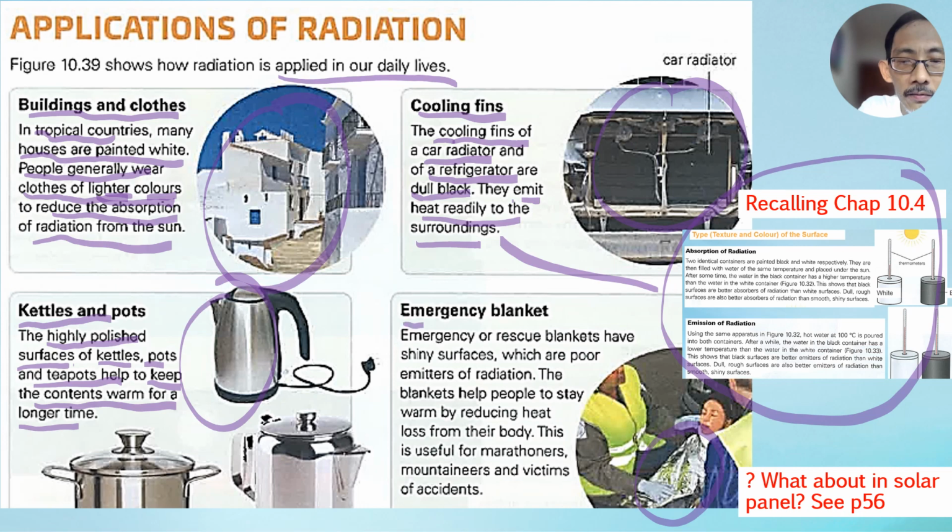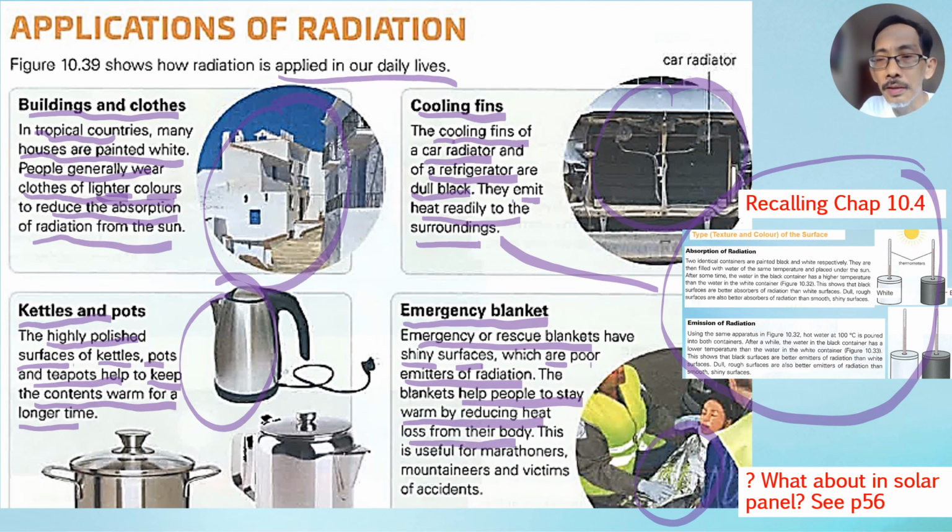And the final application, which is not commonly seen, is only used in an emergency. You can see there's a lady here. I'm not sure what the scenario is, but most likely she was caught in an accident. The rescuer will use a special blanket with a shiny surface, which acts as a poor emitter of radiation. This helps people stay warm by reducing heat loss from their body.